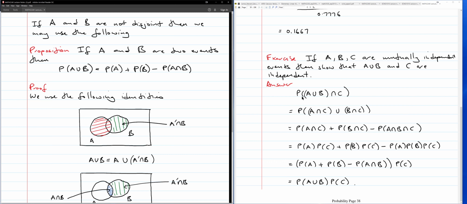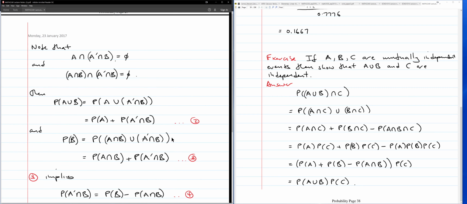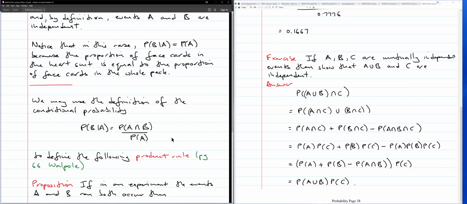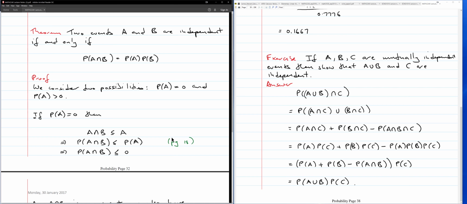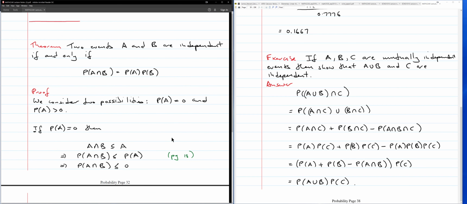What I want to do is show that the probability of A union B intersect C is equal to the probability of A union B times the probability of C. That's really just the standard definition for independence, which is this here.